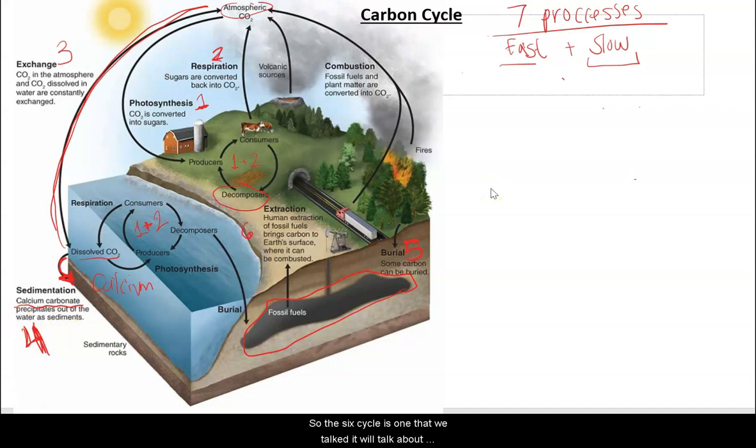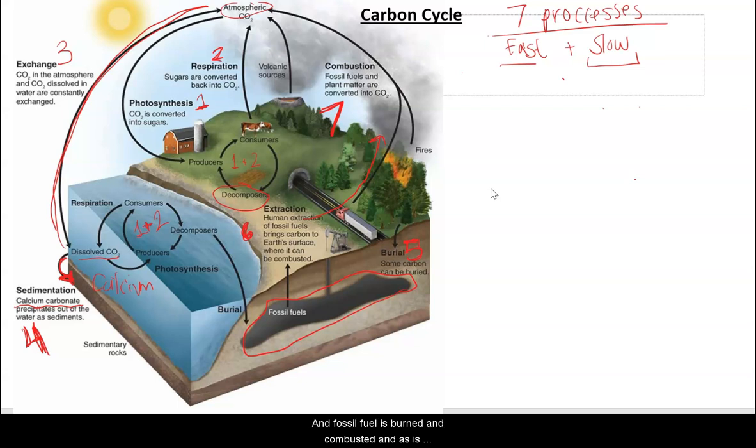So the sixth cycle is one that we'll talk about quite a bit, but it's extraction, and that's where humans extract fossil fuels. And that basically just brings carbon to Earth's surface where humans can use it. So this doesn't really alter the carbon cycle because we're just moving carbon from below the Earth to above the Earth. So that doesn't really play a role in manipulating or changing the carbon cycle. But once it's extracted, it's then combusted. So this is our seventh and final process in the carbon cycle.